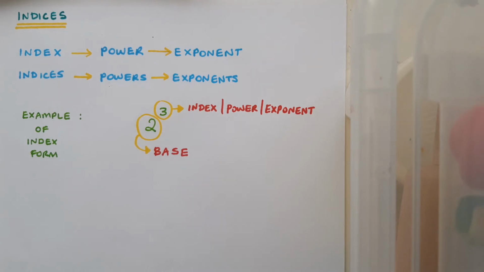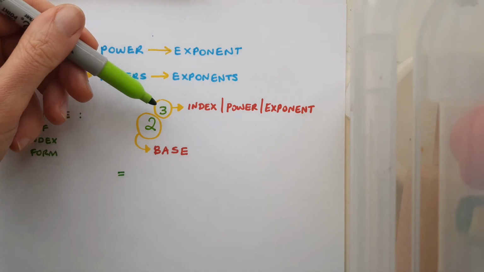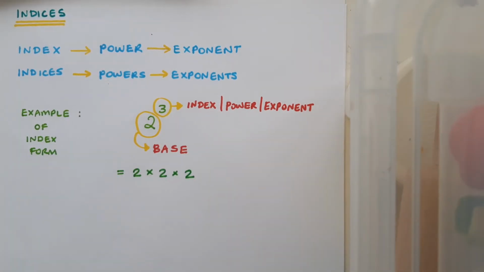A simple index form expression like this can be evaluated by simply multiplying the base number together as many times as indicated by the index. In this case, it's 2 by 2 by 2, which is 8.